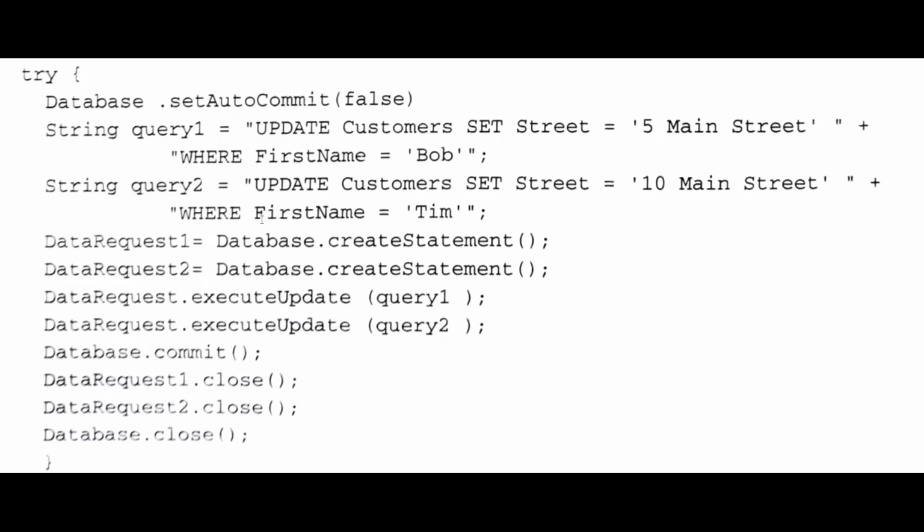Then we will create two statements, data request 1 and data request 2. We call create statement, and then we execute the update command. Since they are update commands, we are calling execute update. It will work even if we call execute query also. So execute update query 1, execute update query 2. Once these two get executed, only then do we call the commit command.